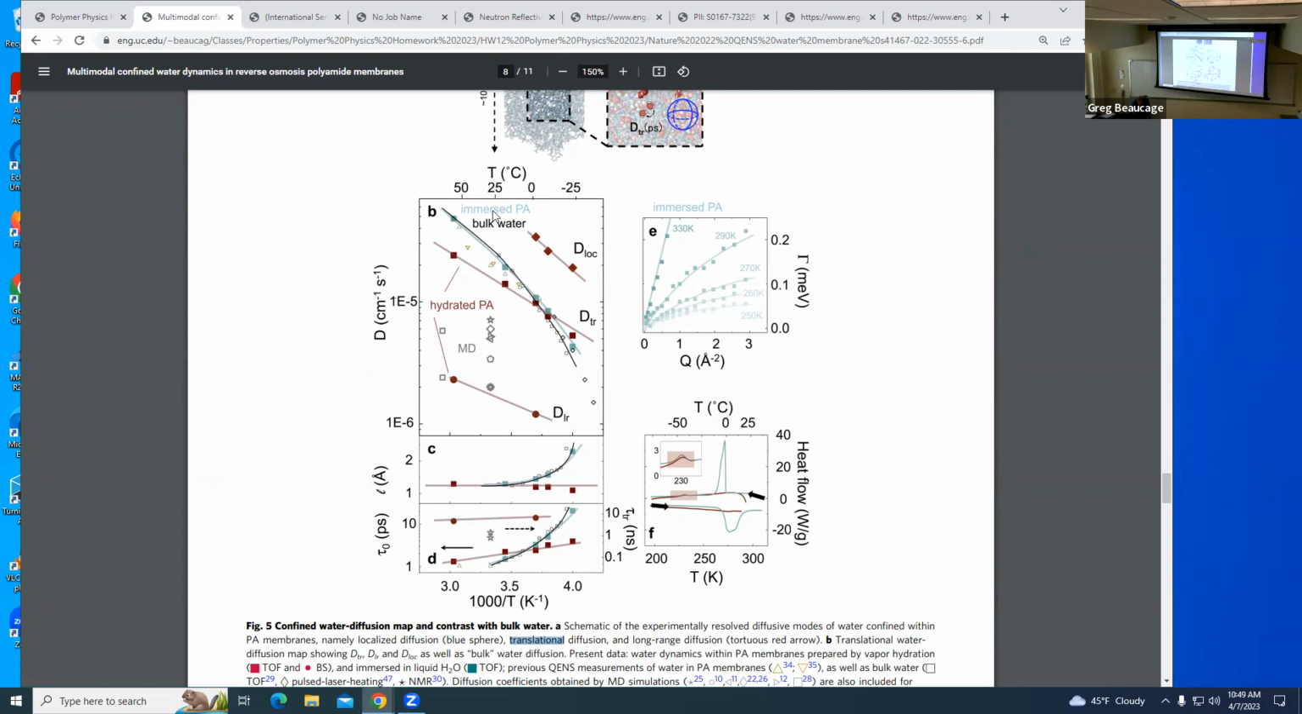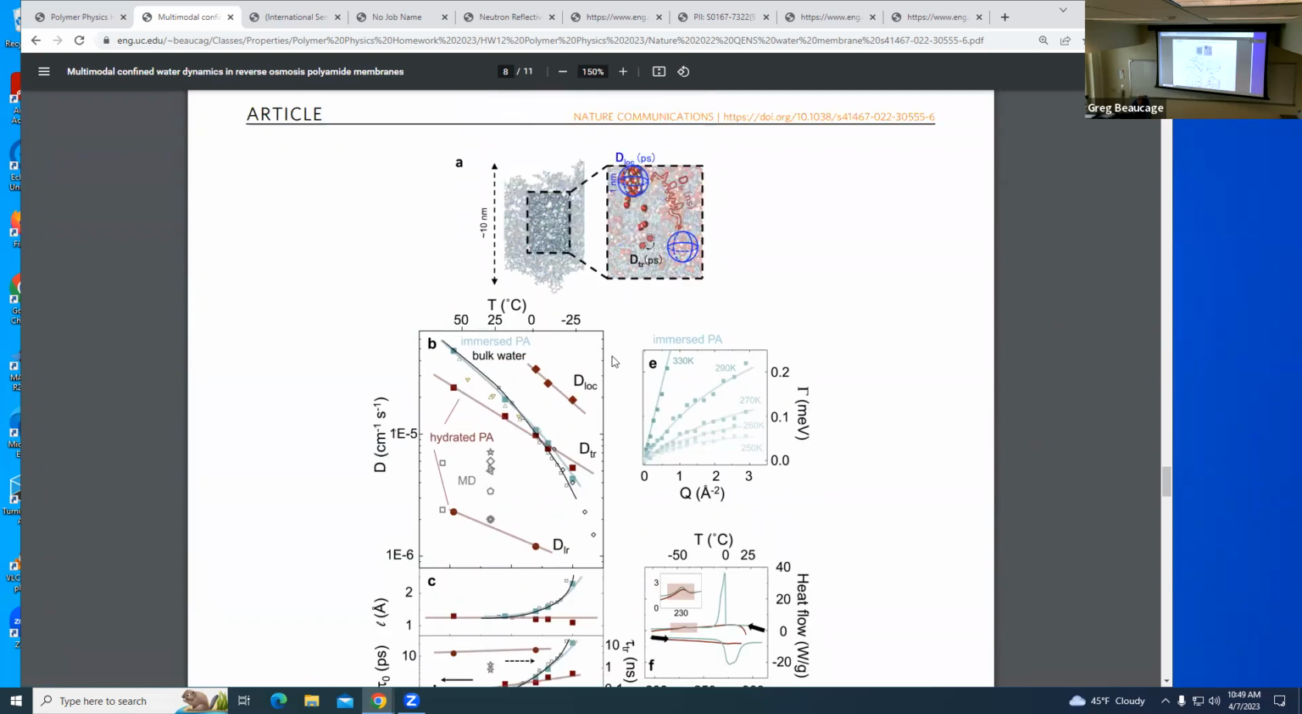So bulk water is black, immersed PA, polyacrylic, is blue, and red, what is it again? No, the red one is hydrated. Red one is hydrated PA. Oh, here, okay, red is hydrated PA, good, thanks. And the other one's immersed PA. All right, so hydrated means he just puts a humidity onto it, and immersed means he dunks it in a bucket of water. So immersed is what was done before.